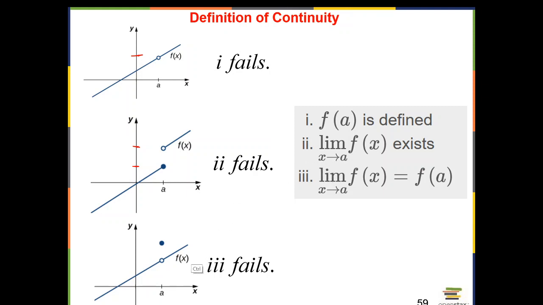So now the third one, well, let's see, the first one is satisfied because f at A exists. F at A is this value here. The second condition is satisfied because the limit exists. Limit from the left and right, both are the same right here, right? But the third condition is not satisfied because the limit is not equal to f at A, right? Now, this kind of discontinuity is removable, the third one.